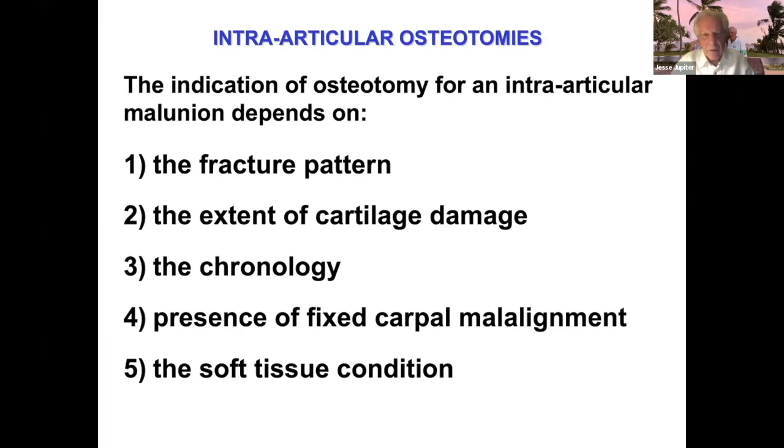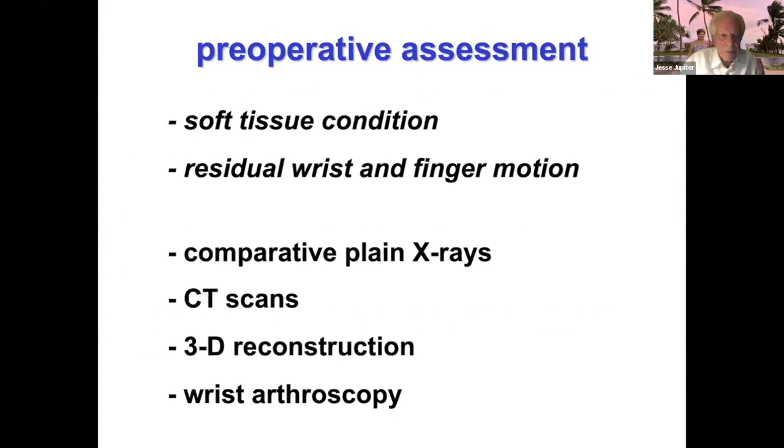Chronology has always been thought with intra-articular malunions to be the earlier the better, which makes sense. But we found that it may not be the case. If you see somebody at a year's time, you still can do something as long as the cartilage hasn't been worn out. And of course, the soft tissue conditions. Here, CT scans and maybe 3D reconstructions will be very helpful.